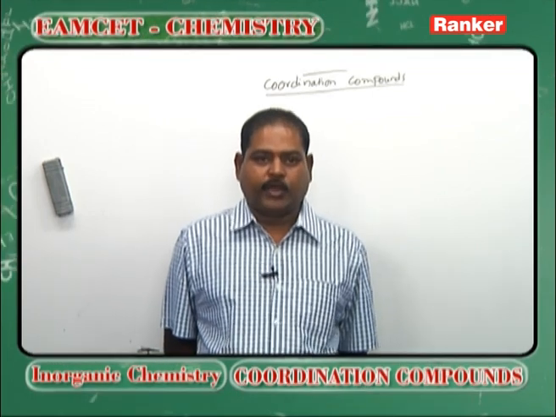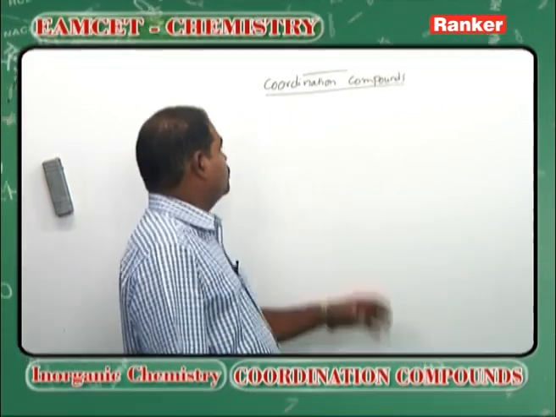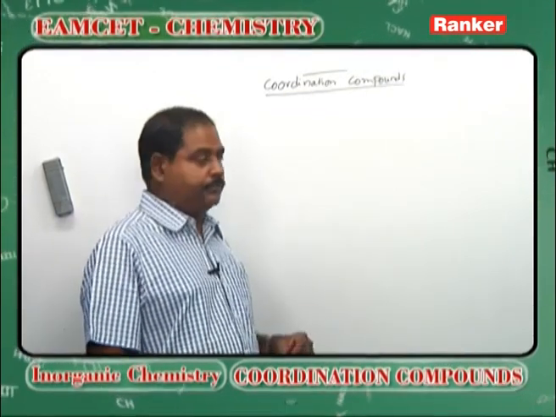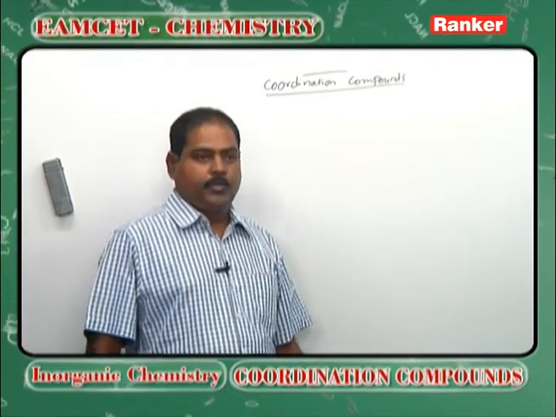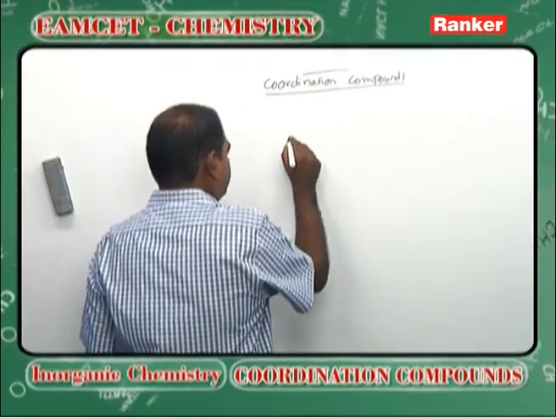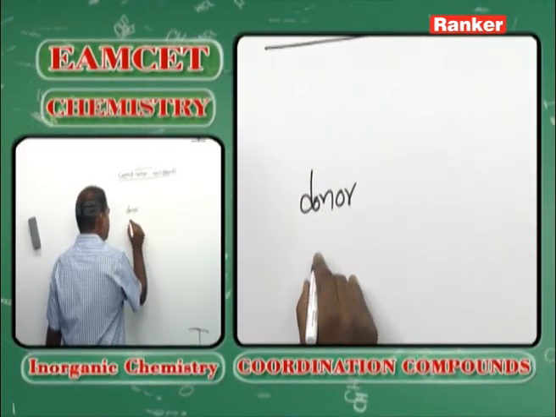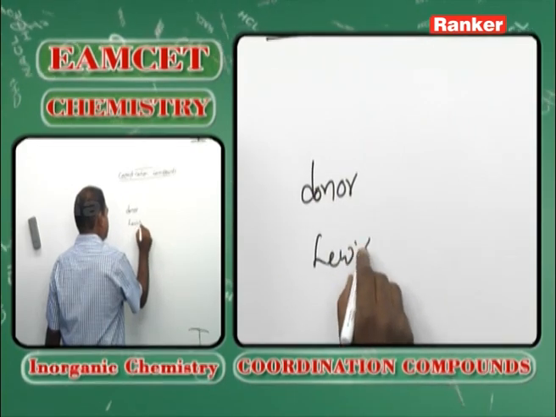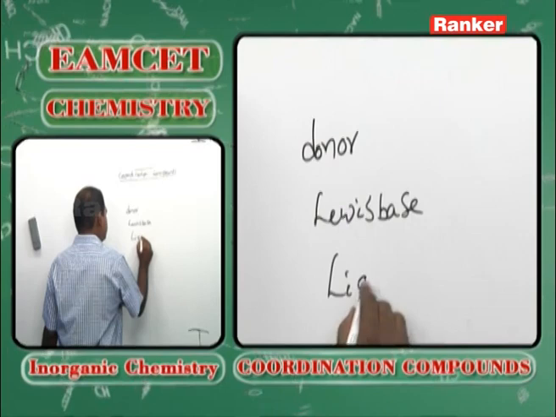Today let us look at coordination compounds. What does the name suggest? Coordination, which is formed through coordinate covalent bond. So, one who donates a pair of electrons is called a donor. It is also called a Lewis base, and it is called a ligand in this chapter.